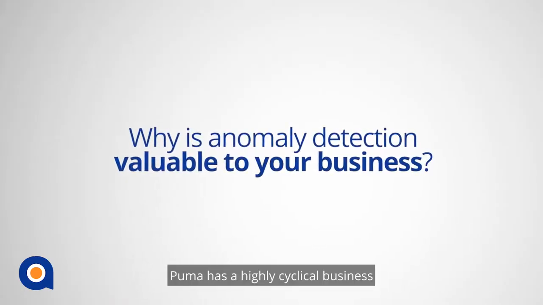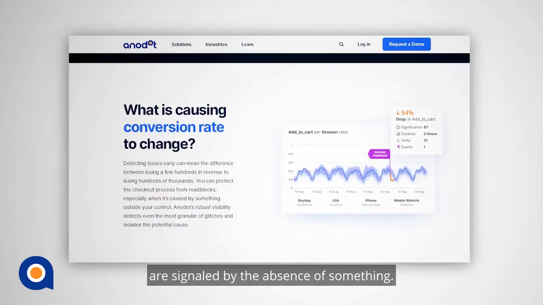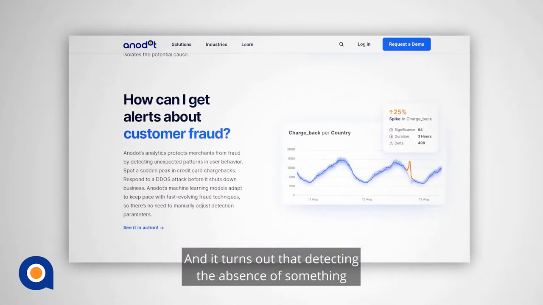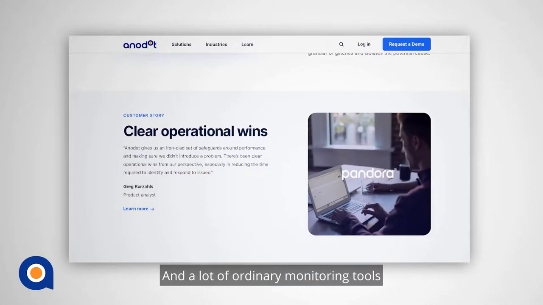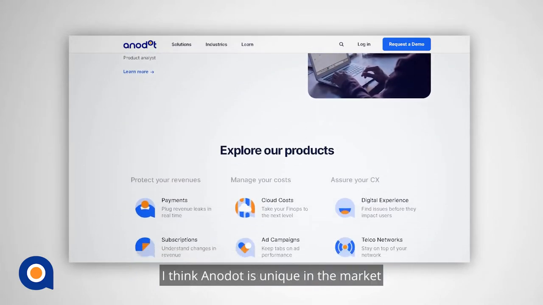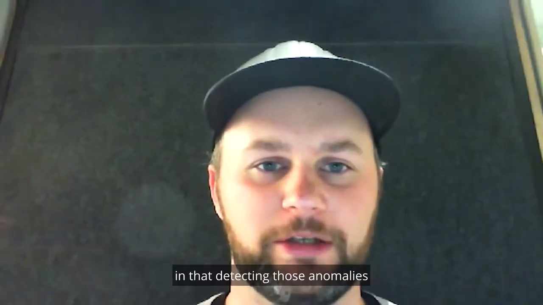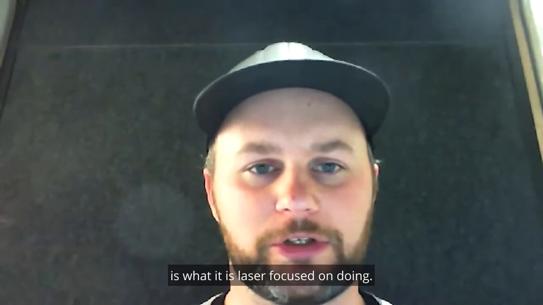PUMA has a highly cyclical business, and so many of our incidents are signaled by the absence of something. And it turns out that detecting the absence of something is a difficult technological problem, and a lot of ordinary monitoring tools are not really set up to do it. But I think Anodot is unique in the market in that detecting those anomalies is what it is laser focused on doing.